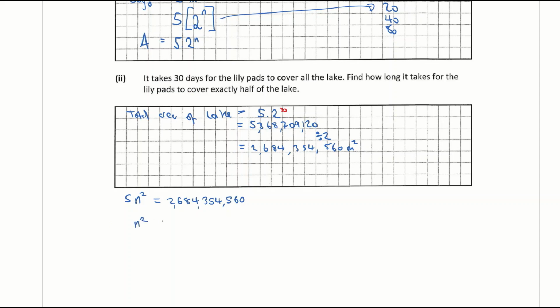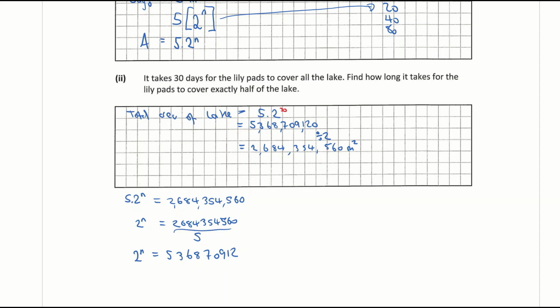I'm going to divide across by 5, so n squared, sorry, that's 2 to the n, isn't it? Not n squared, my fault. So 5 times 2 to the n, but still dividing across by 5 will give me, give me one second to write it out, 2 to the power of n is equal to 536870912.